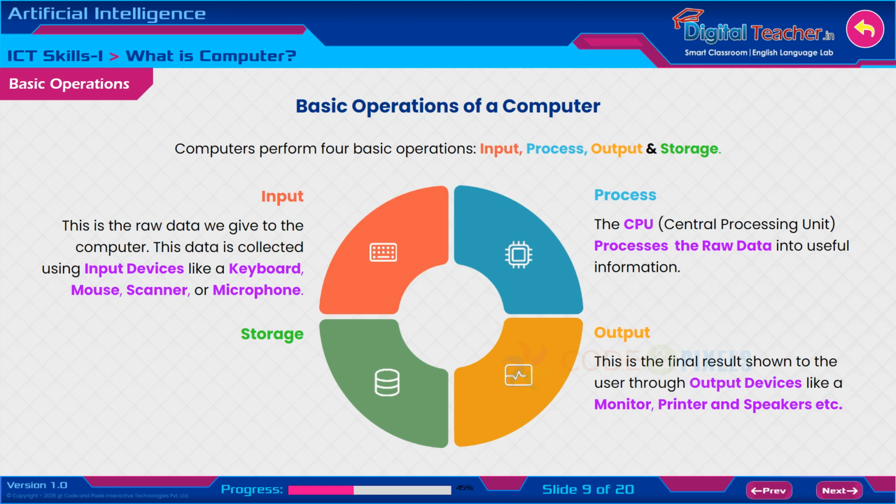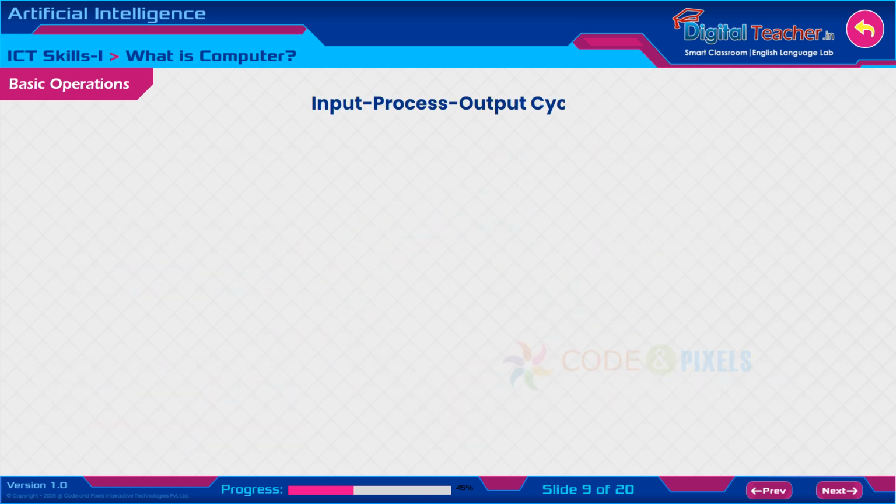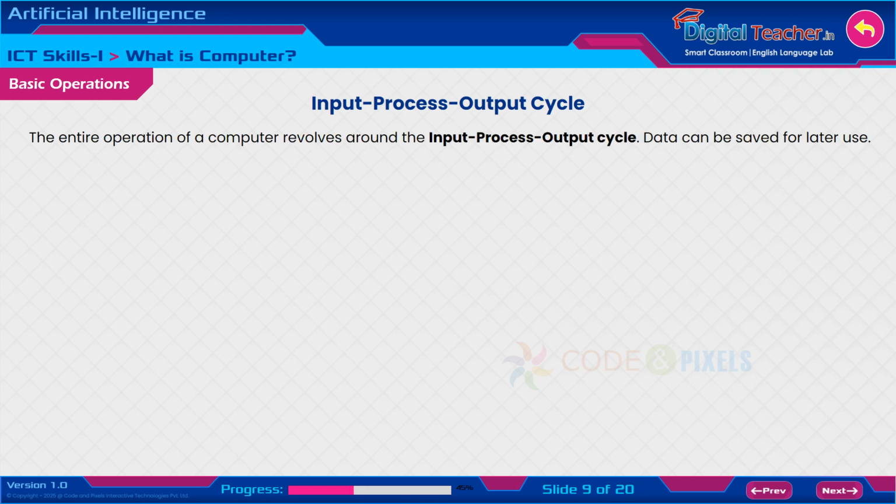Storage. Storage is the process of saving data for future use on secondary storage devices such as hard drives, flash drives, or cloud storage services like Google Drive or OneDrive. Input process output cycle. The entire operation of a computer revolves around the input-process-output cycle.